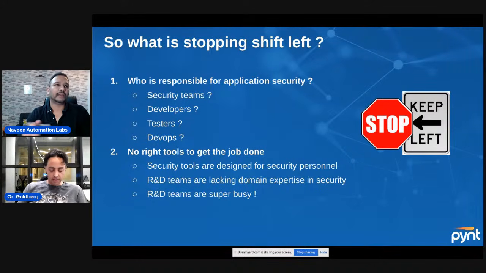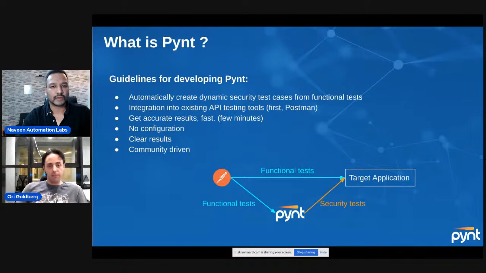So do I need to use any specific programming language to learn this tool, or do I not need any code and can just start using it in Postman? Exactly. We want it to be as simple as possible. Just like you run your functional test from Postman, you do the same thing and run a security test. This is what we're doing in Pynt. These are the guidelines we think about when building Pynt. We want to create automatic dynamic security test cases from functional tests. We know that you have functional tests. We take the traffic from them and build on top of that.